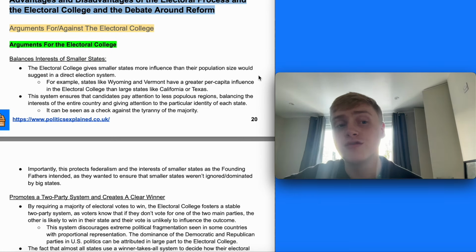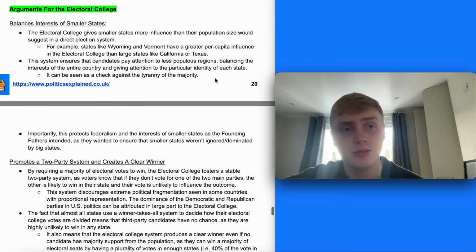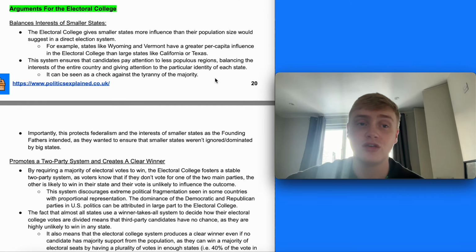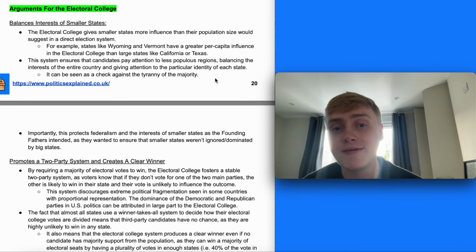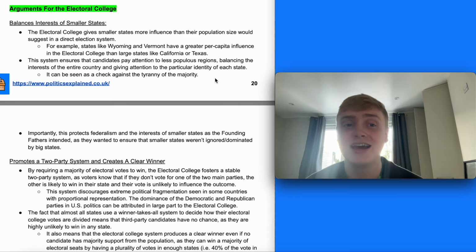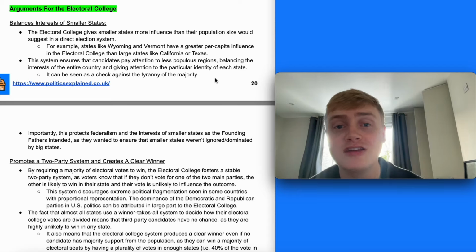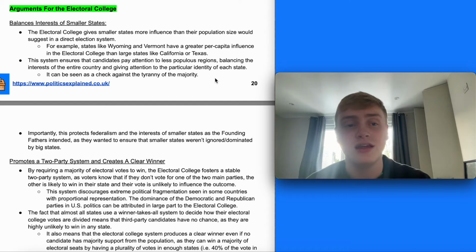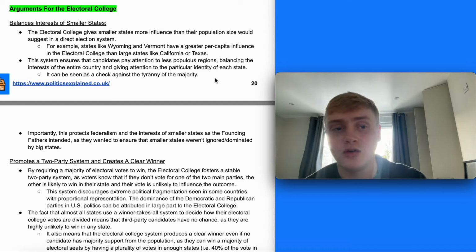In terms of arguments for the Electoral College, it can be argued that it balances the interests of smaller states. So it gives smaller states more influence relative to their population size than they would have in a direct election system. So states like Wyoming and Vermont have a greater per capita influence in the Electoral College than larger states like California and Texas.